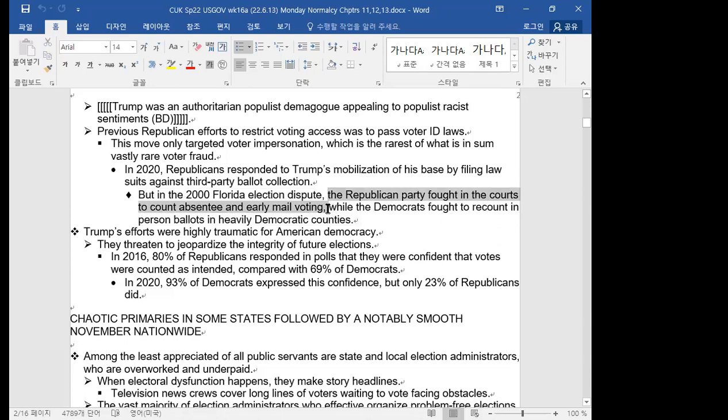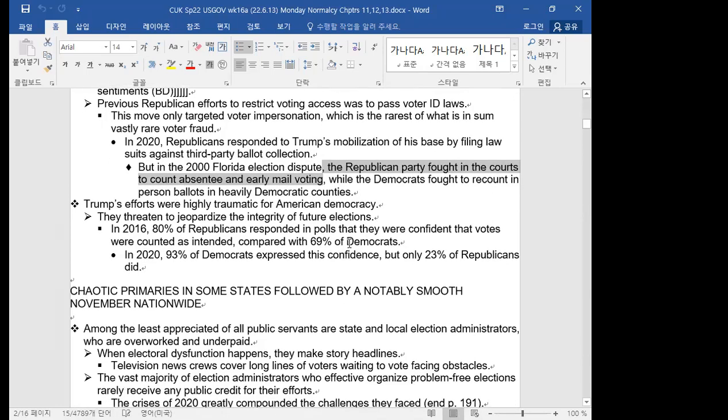And so did the Republicans. They wanted absentee ballots and early mail voting votes to be counted because lots of military people vote by absentee ballot. People living outside the U.S., including soldiers, tend to vote Republican. So you can see that this is a complex topic in terms of who benefits from early voting. You can't say that just Democrats benefit from early voting. So in 2020, 93% of Democrats expressed this confidence, but only 23% of Republicans did, down from 80% in 2016. And that's the influence of Trump.